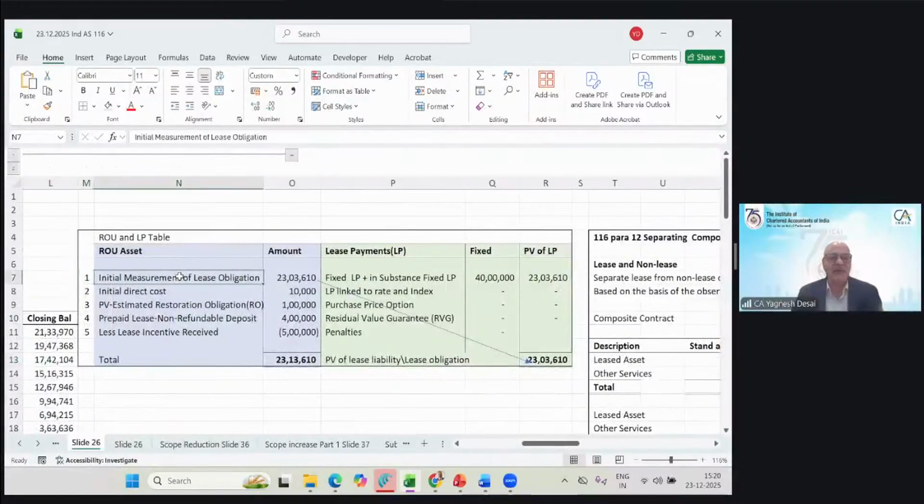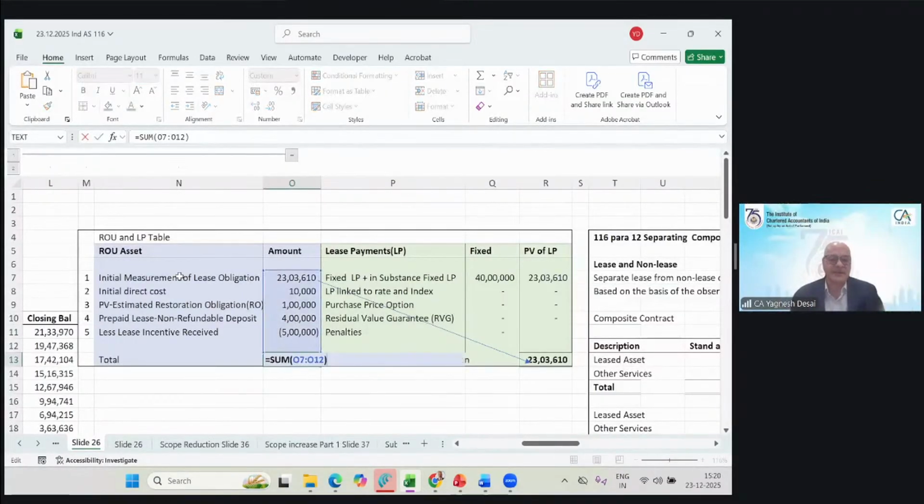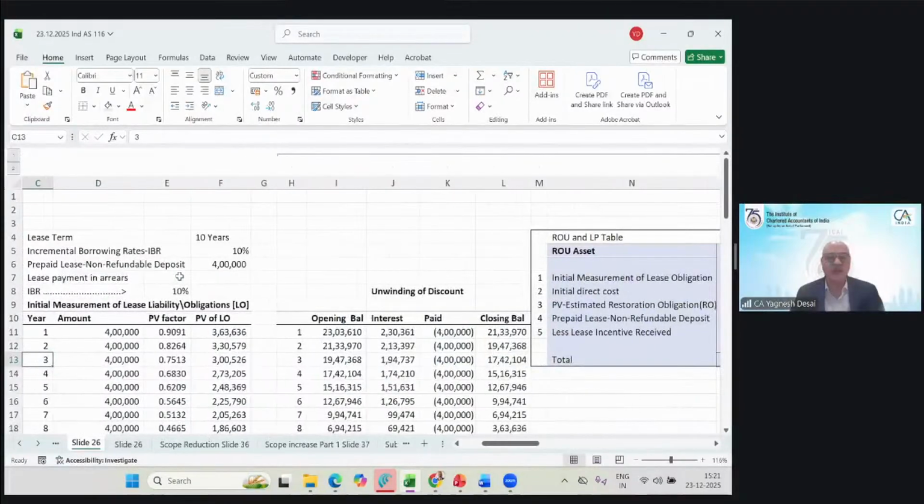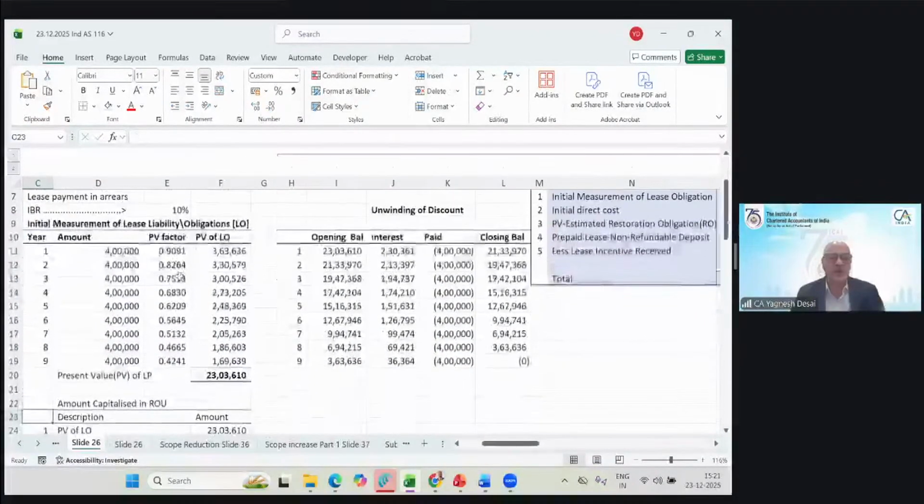Now to this I will add initial direct cost of 10,000, estimated restoration obligation of 1 lakh, prepaid lease non-refundable deposit of 4 lakhs, and the lease incentive I have received, 5 lakhs. So my carrying value now becomes like this: 2303 610, added by 10,000, added again by 1 lakh, added again by 4 lakhs, and reduced by 5 lakhs rupees. I get this. So, Computer G, now this is what I have done, sir. The present value of the lease obligation, 2303, is my starting point.